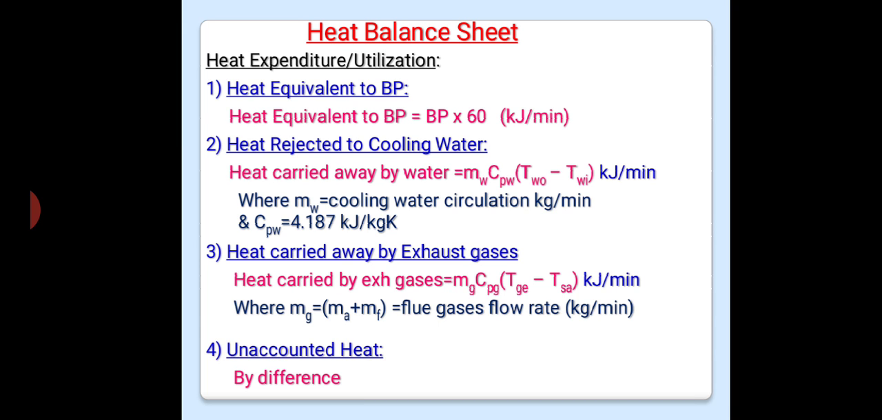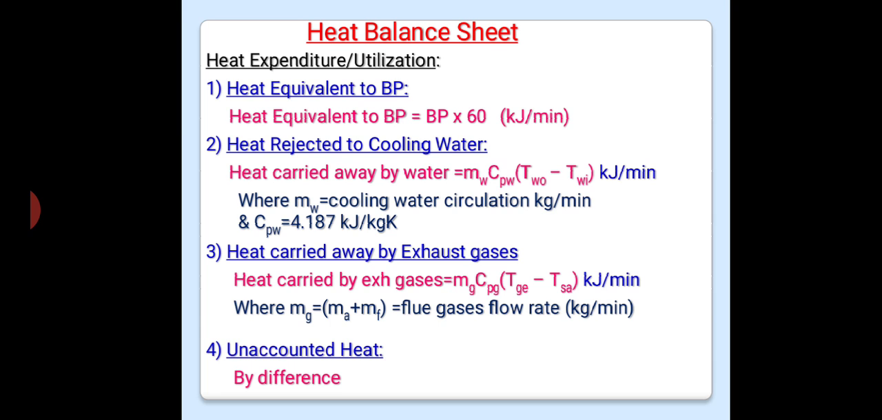Heat expenditure. Heat energy of fuel is partly converted into useful work equivalent to its brake power, and the remainder is carried away by cooling water, exhaust gases, and some heat is lost in radiation, incomplete combustion, and lubricating oil, which remains unaccounted for. So first is heat equivalent to BP.